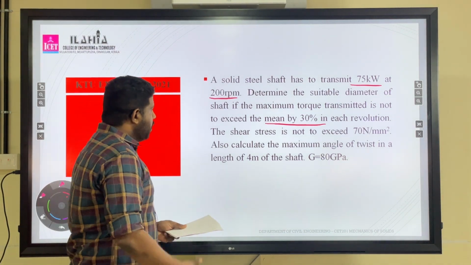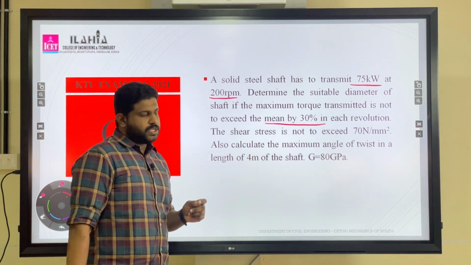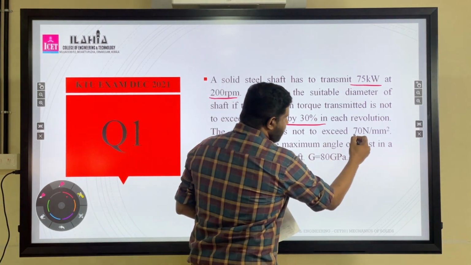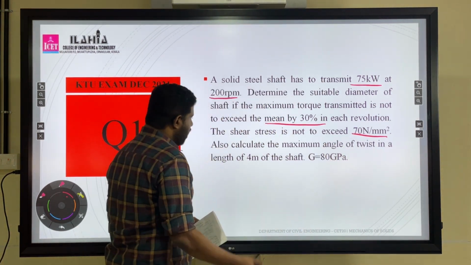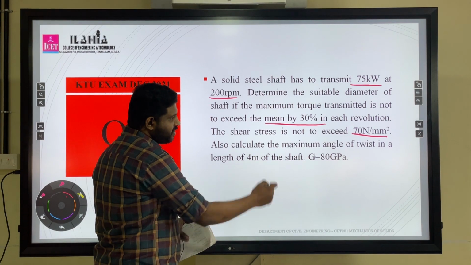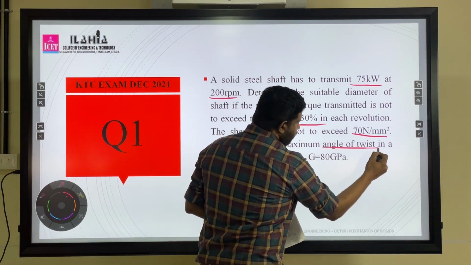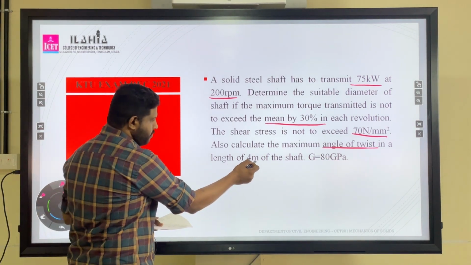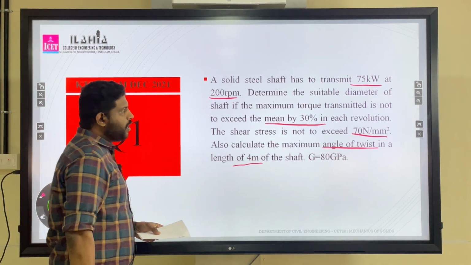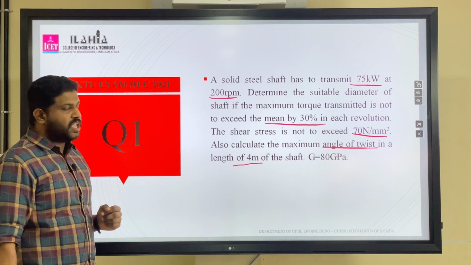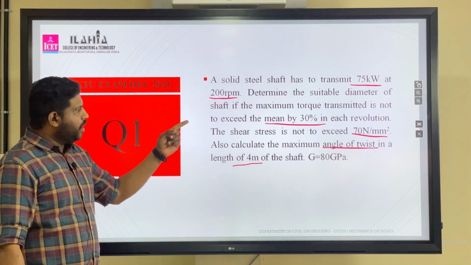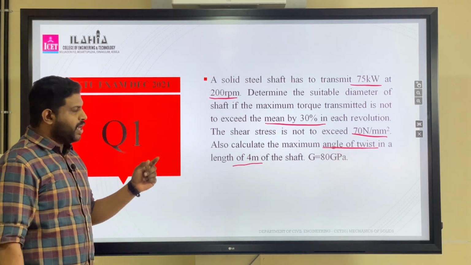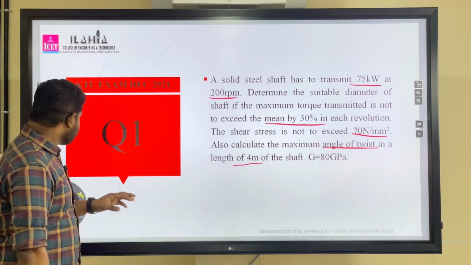Second part, it is given in the question that the maximum shear stress in the shaft should not exceed 70 Newton per mm square, and we are also asked to calculate the maximum angle of twist for a shaft of length 4 meter. So these are the given data. Power is given, RPM is given, torque condition is given, and maximum shear stress is given. So first of all, we can have a look on the given data.